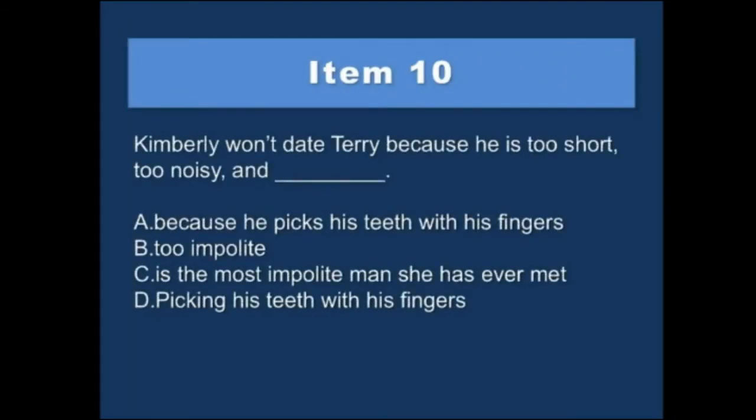Item 10. Fill in the blank for the correct parallel structure. Kimberly won't date Terry because he is too short, too noisy, and A. Because he picks his teeth with his fingers. B. Too impolite. C. Is the most impolite man she has ever met. D. Picking his teeth with his fingers.